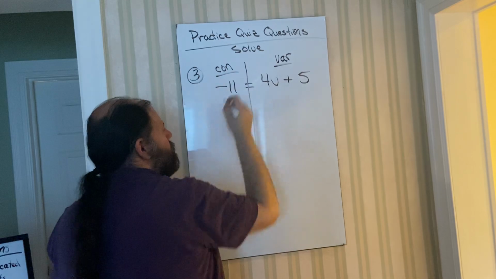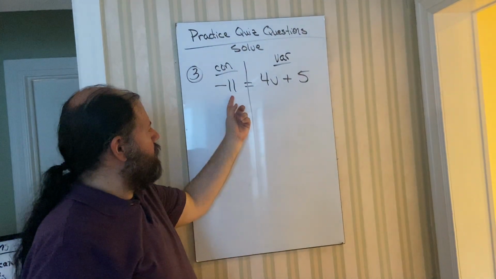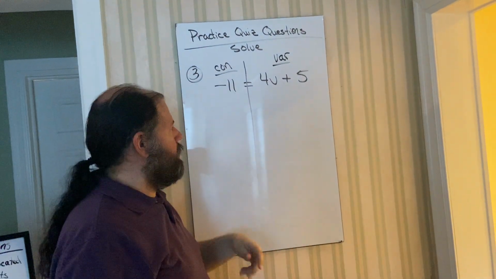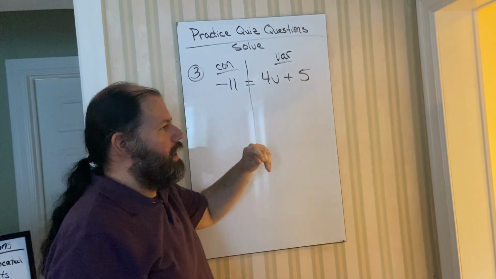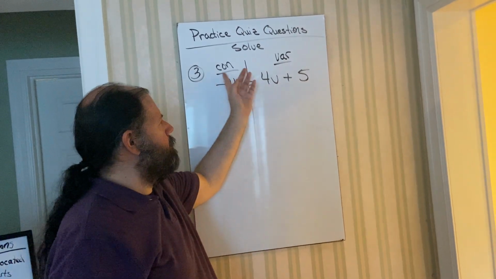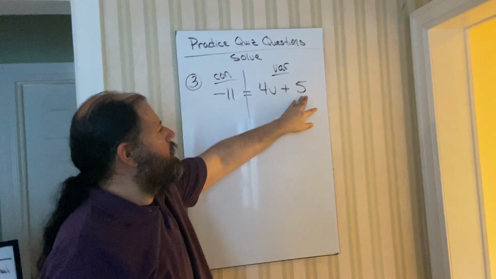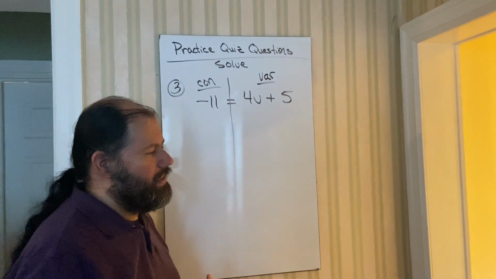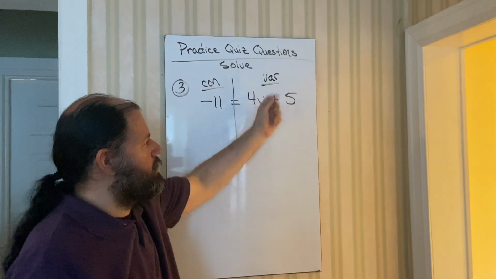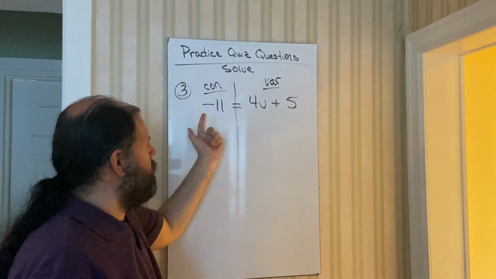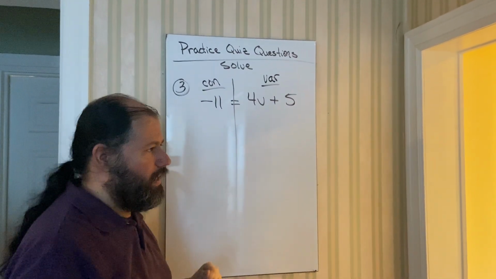That means the left side must be constant. Negative 11 is a constant, so it gets to stay. V is a variable, it gets to stay. 4 is a coefficient, but we don't have a coefficient side. We'll have to worry about that in the divorcing step. The 5 is by itself as a constant, so we do have to move that because it can't belong on the variable side. It needs to come across the border to the constant side.